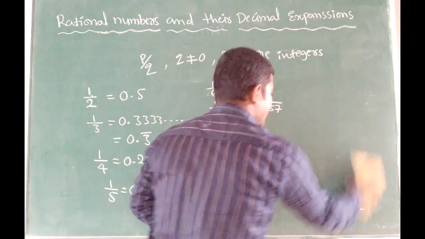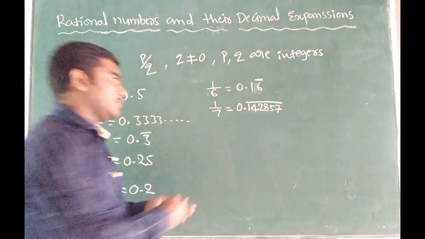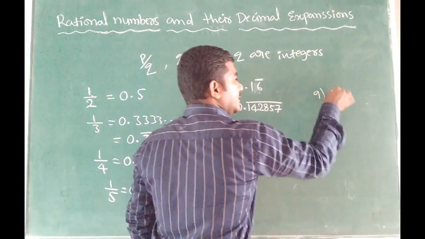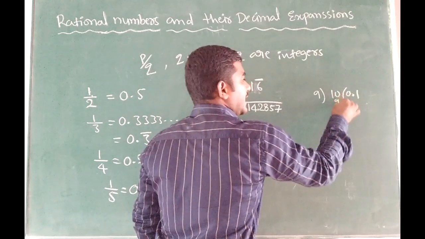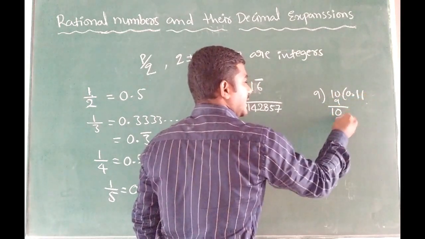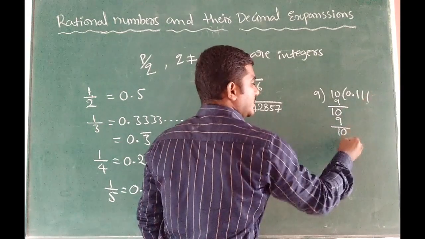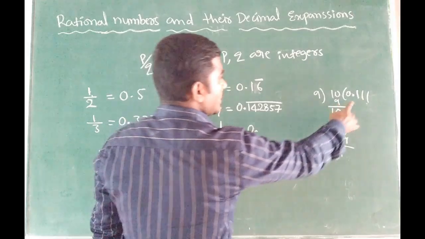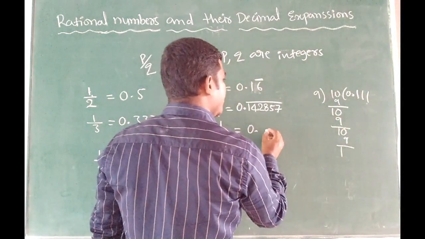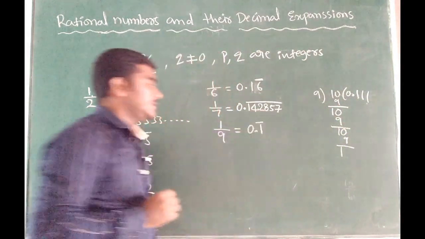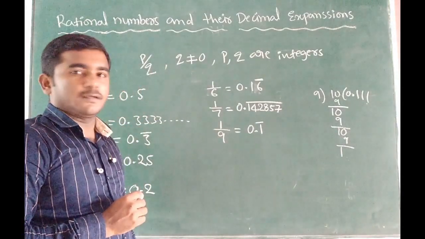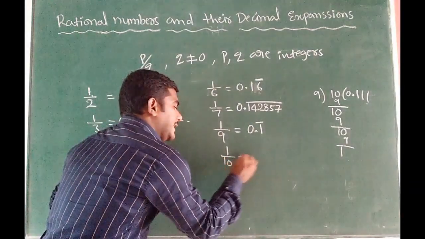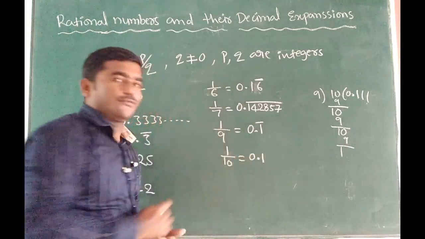Like this, we can write the decimal expansion of a rational number. Suppose you take 1 by 9. 0 point. 9 ones are 9, 1, 0. So what is the answer here? 0.11111. Okay, so we can write 0.1 bar. Is it clear? Now, if you take 1 by 10, we get 0.1.